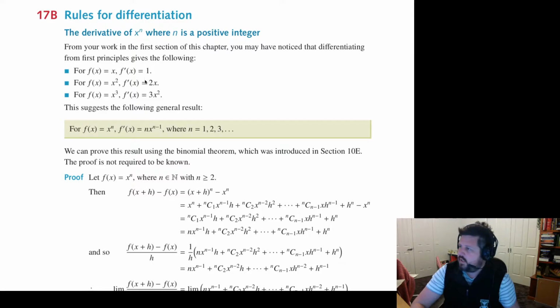Likewise here, if you've got x to the power of 3, following this rule, the 3 comes down the front, gets multiplied by what's in front, which is the 1. Then we take away 1 from the power. 3 take away 1 is 2.